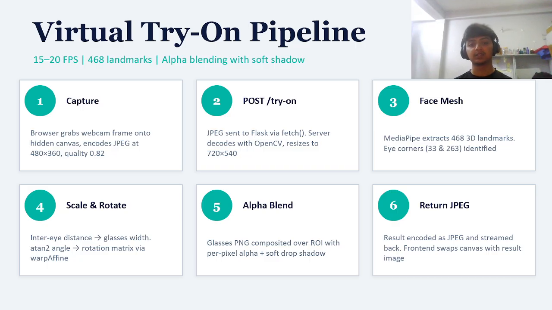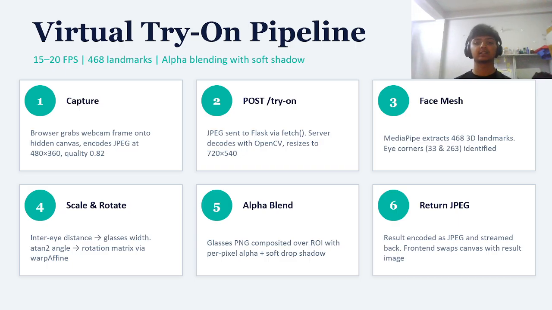From these two points, the system calculates the inter-eye distance and uses that to scale the glasses image to the right width. It also computes the arctan angle between the eye points to determine the face tilt, then applies a rotation matrix using warp mapping to tilt the glasses to match. And now to step 5.